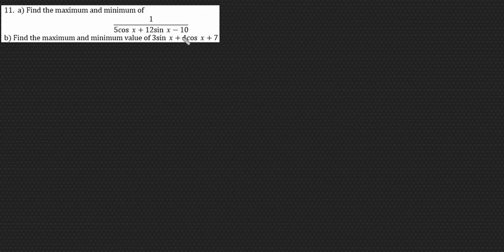We are looking at the R formula, and now we are going to look at the minimum and maximum value with the help of the R formula. So we have two parts in this question. One part is telling us to find the maximum value and minimum value of this, but this is a reciprocal. And now we have a maximum value of this expression also. So let us look at part A.